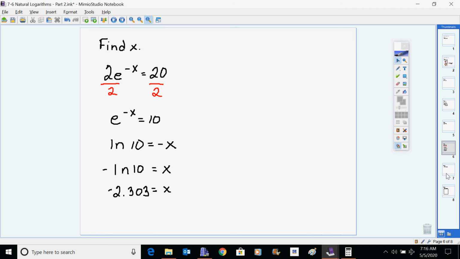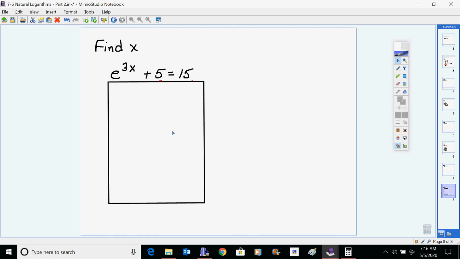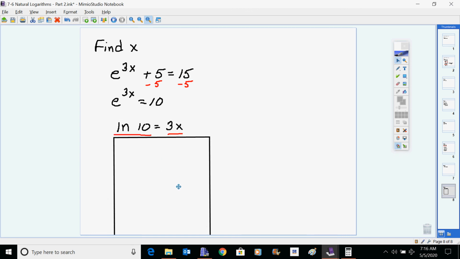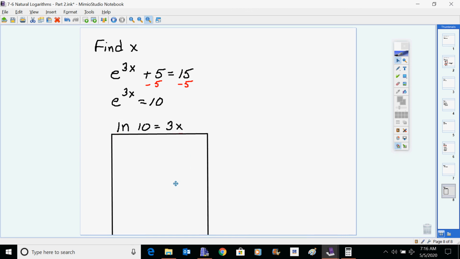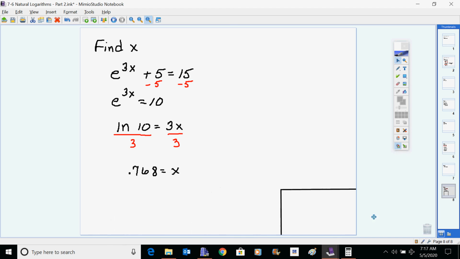And one more. Okay, and this is really just more of the same. You need to follow your rules. You subtract 5, and then natural log of 10 equals 3x. Log base e of 10 equals 3x. Divide by 3, and you have your answer, and there you have it.